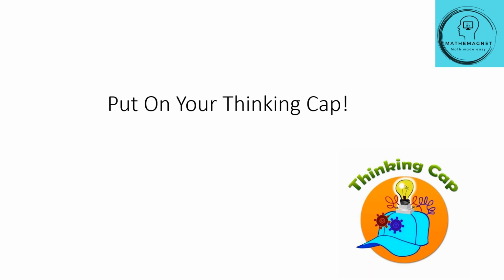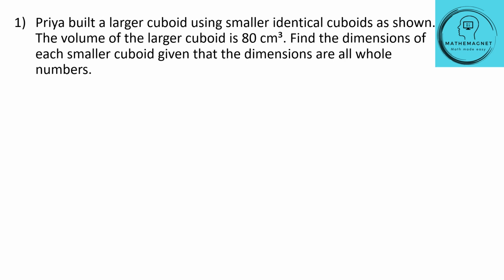Now let's solve some put on your thinking cap questions. Question number 1. Priya built a larger cuboid using smaller identical cuboids as shown. The volume of the larger cuboid is 80 centimeter cube. Find the dimensions of each smaller cuboid given that the dimensions are all whole numbers.